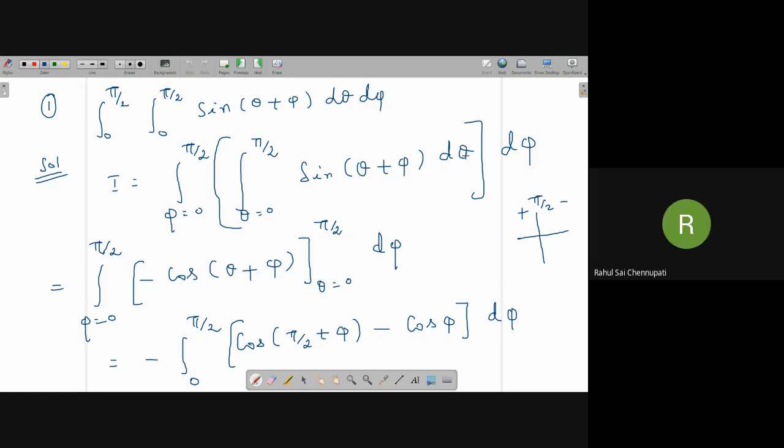Sir, instead of theta, if it is 2 theta? Yes, divide by 2. The integration of sin 2x dx is equal to minus cos 2x by 2. Yes, by 2. Thank you, sir. Yeah, welcome, Rahul.